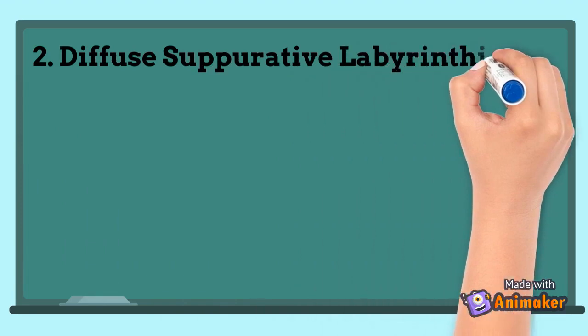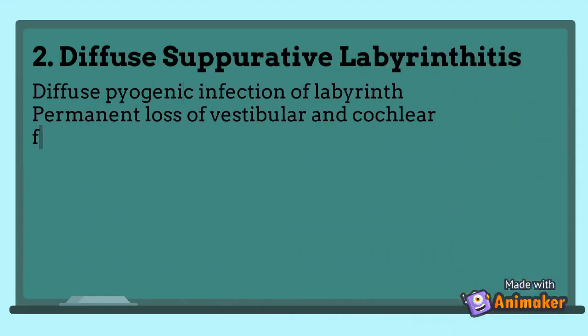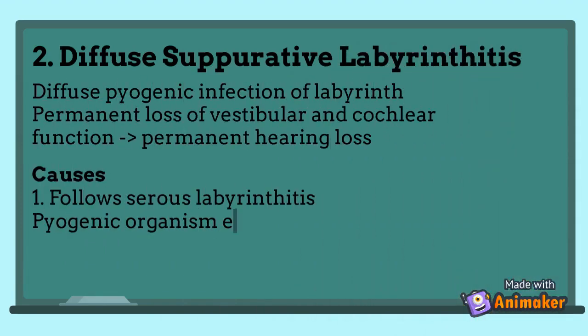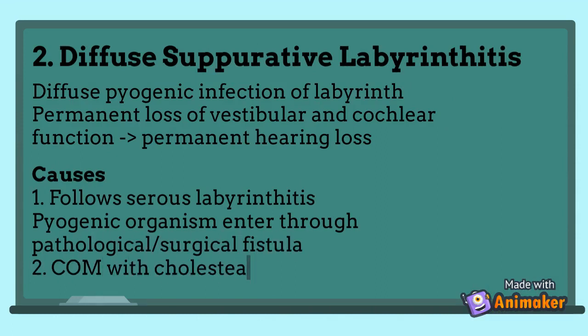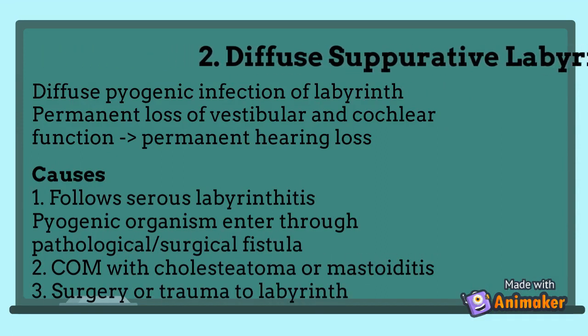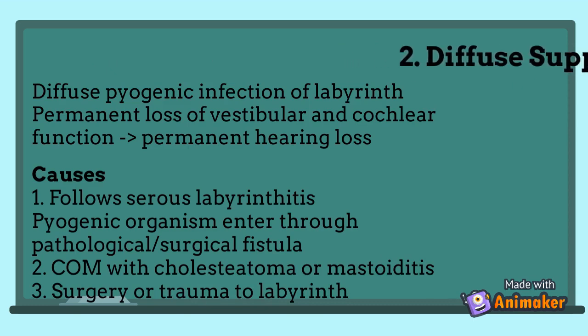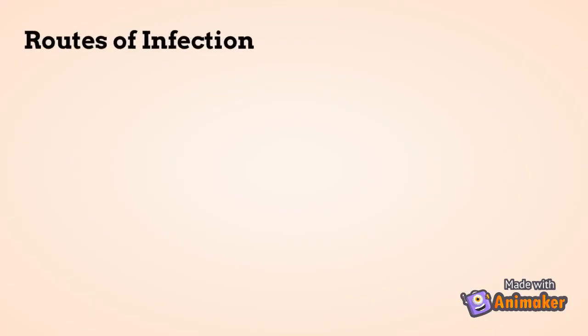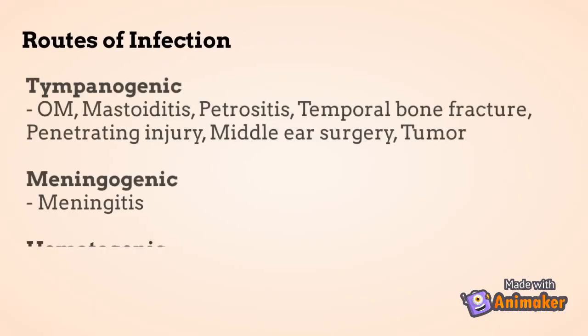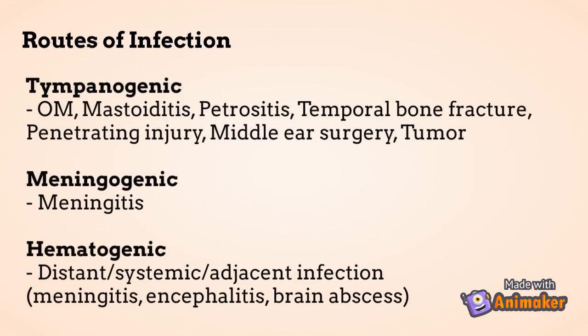Diffuse suppurative labyrinthitis. It is a pyogenic infection of the labyrinth that can result in permanent hearing loss. Causes include following serous labyrinthitis, chronic otitis media with cholesteatoma or mastoiditis, and surgery or trauma to the labyrinth. Routes of infection are tympanogenic, meningogenic, and hematogenic.